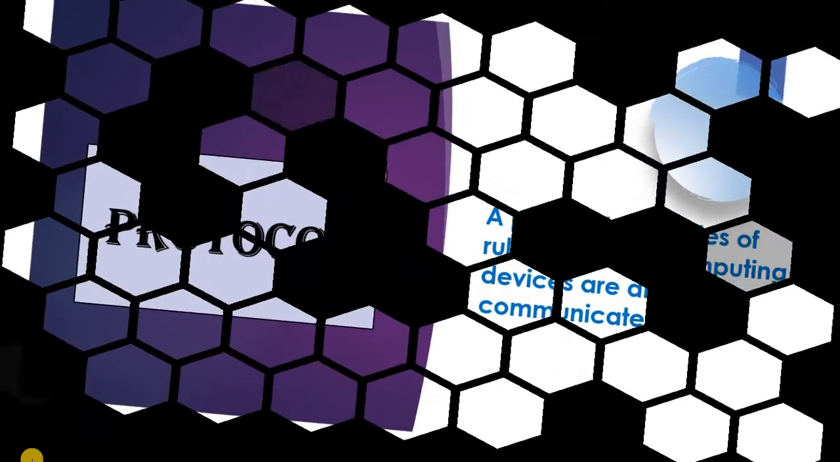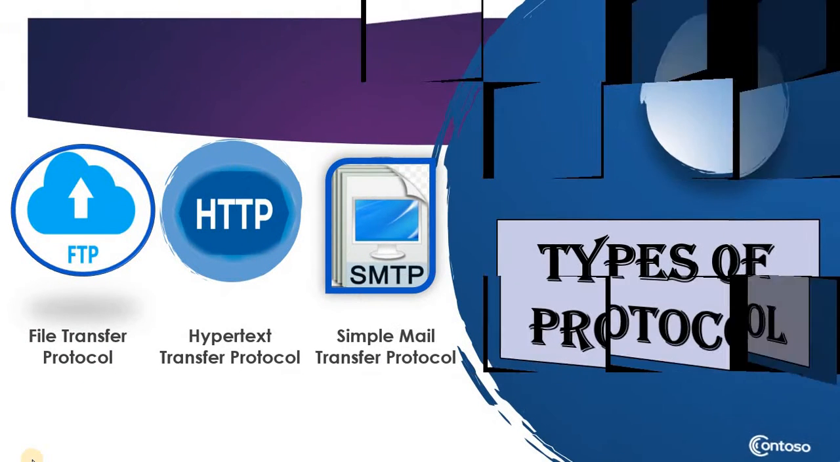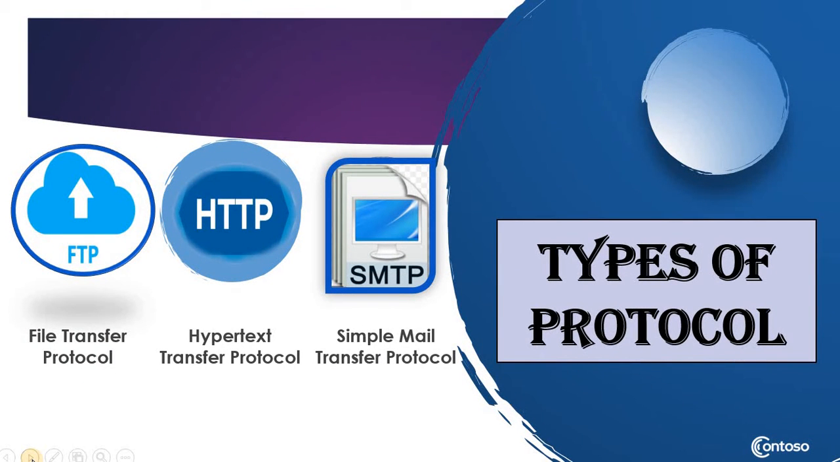Now, the first thing is: what is a protocol? A protocol is a series of rules by which computing devices are able to communicate. So basically, protocols are the rules which tell us how computing devices can communicate with each other. The types of protocols are FTP, file transfer protocol, hypertext transfer protocol, and simple mail transfer protocol. Now we are going to learn them one by one.